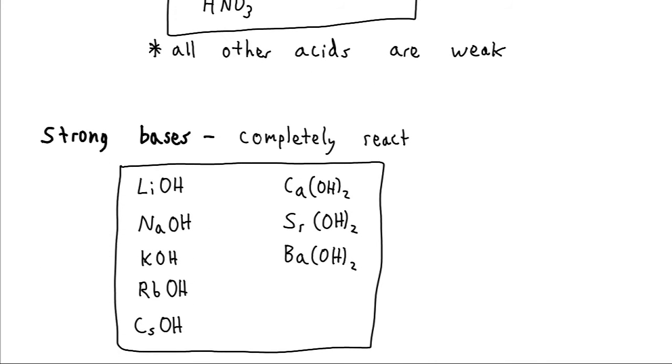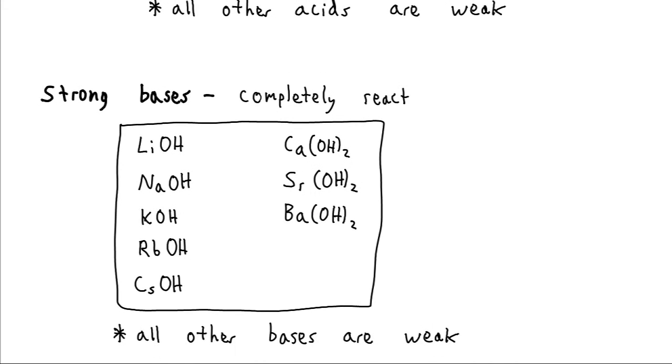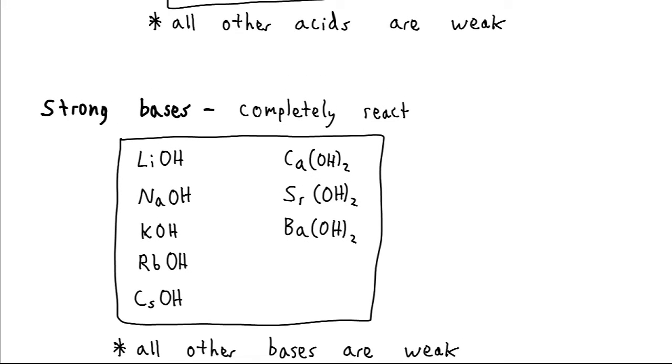Strong bases are the bases which completely react, and there are 8 of these. These are actually pretty easy to remember because they correspond to our alkali metals plus 3 of the alkaline earth metals. And again, if we know these, then we can recognize any base as being either a strong base or a weak base, because if it's not one of the ones that we see here, then it's automatically a weak base.